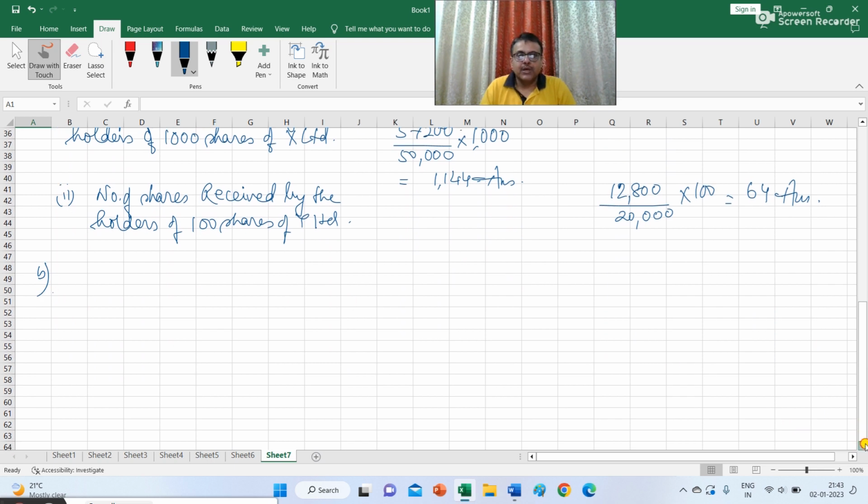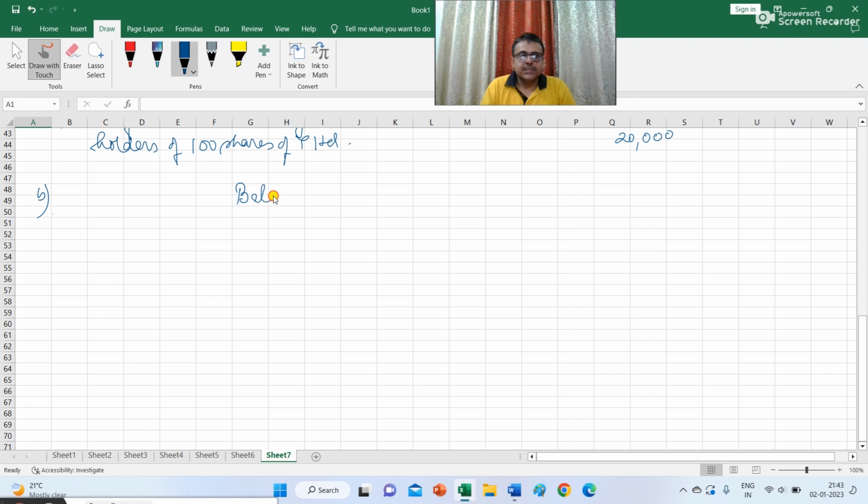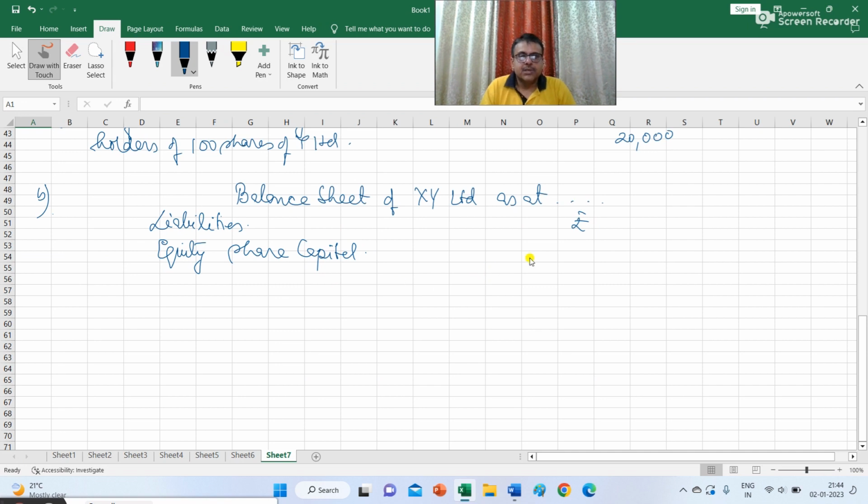So here I am preparing the balance sheet. Balance sheet of XY Limited as at, because the date of the balance sheet is not given in the question, so I have written just dot dot. So on the top I have to write the liabilities, and under liabilities we have equity share capital of rupees 70,000, and then the securities premium.